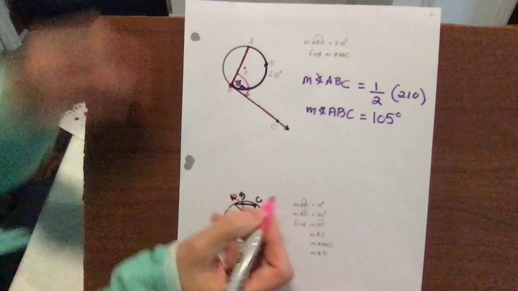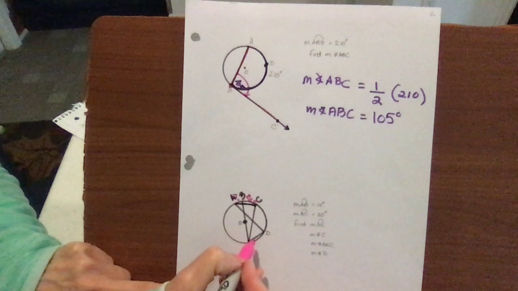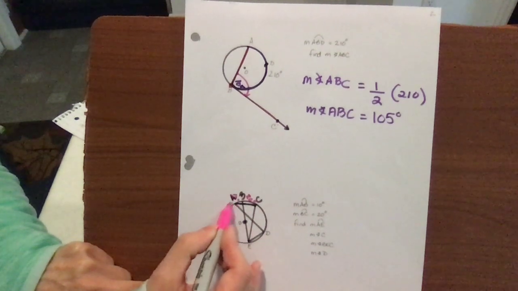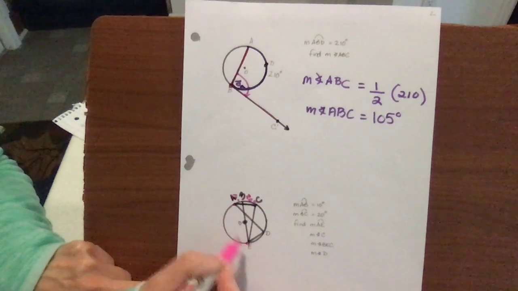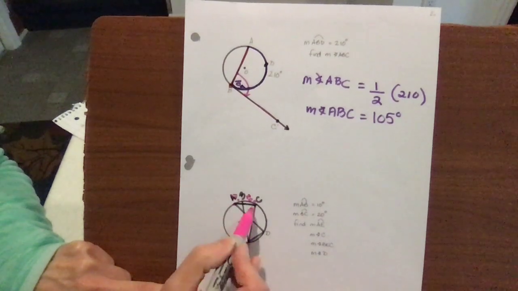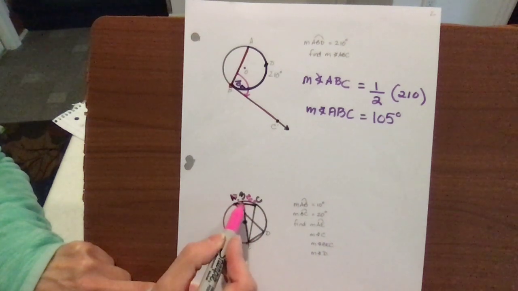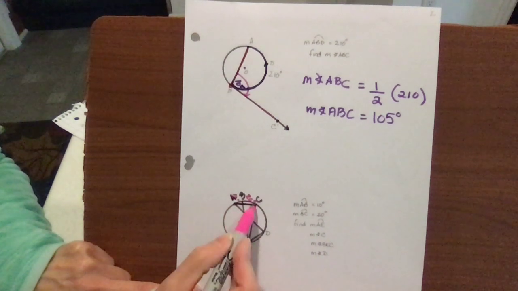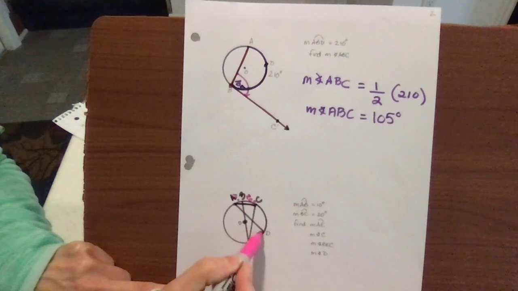Minor arc BC is 20 degrees, so we're going to write that out here. We want to find the measure of arc AE, and it's not a major arc because it's going from here to here around. And we want to find angle C, angle BEC, which is this angle right in here, and angle D, which is here.